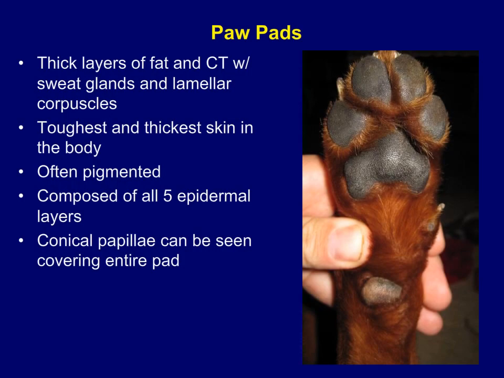Another modification of the skin or integument are the paw pads. The paw pads are composed of thick skin, that is skin composed of all five epidermal layers, and underneath this skin we have a very thick adipose layer within the hypodermis. Now the skin on the outside of the paw pads has a very thick stratum corneum, which makes them very good at resisting abrasion. The skin is usually pigmented and also organized in papillae or cones, and we think this helps to give the animal a little bit better grip on the surfaces that it's walking on.